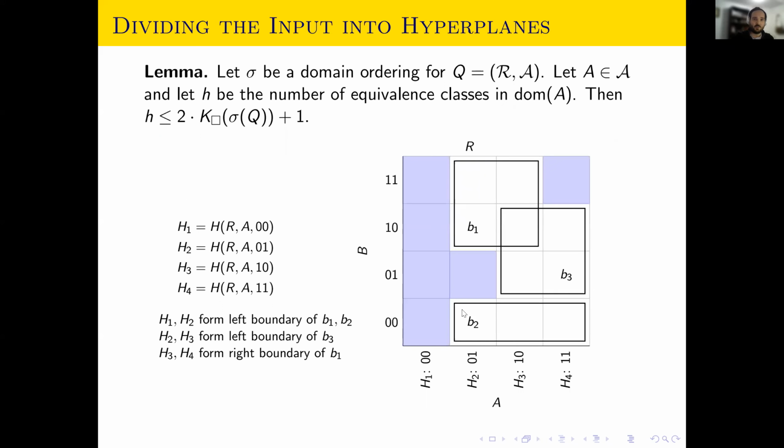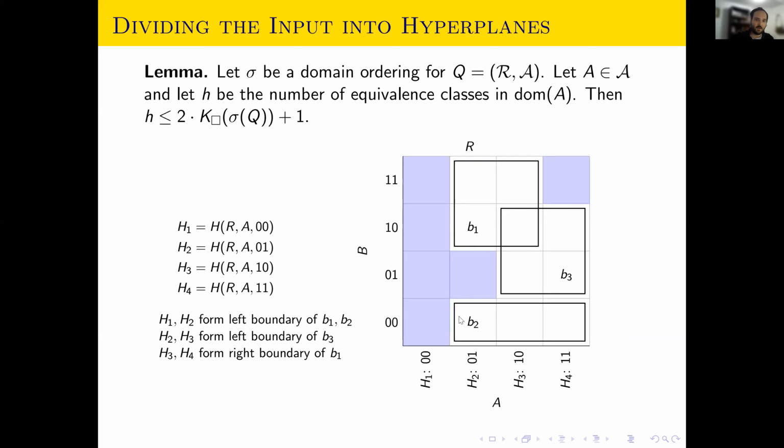So given these definitions, we can bound the number of equivalence classes in the domain of each attribute of the query. Let sigma be a domain ordering for Q, and let A be an attribute in the query. Then we can bound the number of equivalence classes in the domain of A by 2 times the minimum box cover size of the permuted query plus 1.